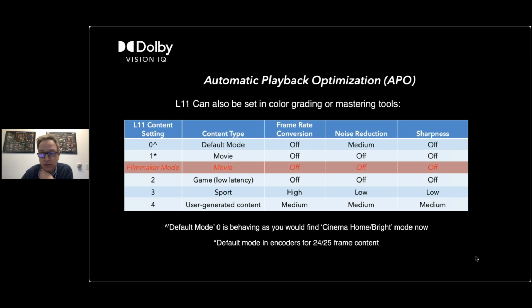If, however, you're working on, say, post-producing sports content, a piece that's going to be a post-produced version that goes maybe on the Olympics or a football game or something like that, and you do want to support that, you have the option to then flag your content as L11 content setting number 3, which supports a certain amount of frame rate conversion, noise reduction, and sharpness.